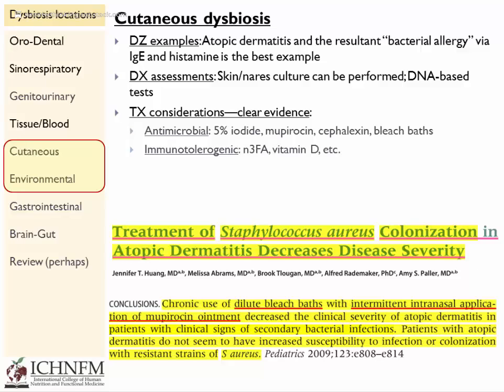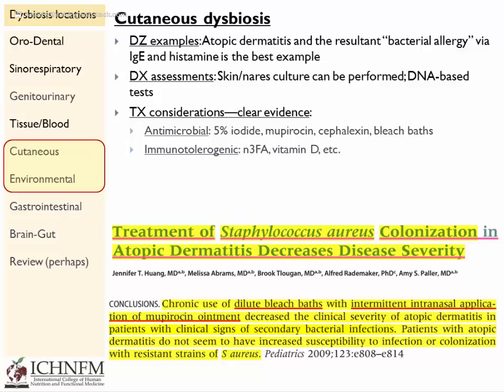Let's look at this article from Pediatrics 2009, Treatment of Staphylococcus aureus colonization in atopic dermatitis decreases disease severity. This was an excellent article. Several articles have been published on the same theme, showing that if we decolonize or decontaminate these patients from their abundant overgrowth of Staphylococcus aureus, that improves their disease status, and of course that also, therefore, proves the model of cutaneous dysbiosis in these patients.